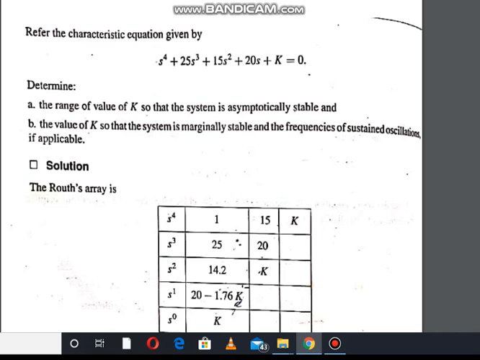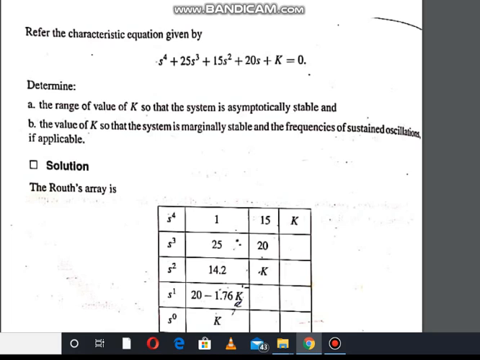In this video, we'll discuss problems based on Routh-Hurwitz criteria. Refer to the characteristic equation given by s to the power 4 plus 25s cube plus 15s square plus 20s plus k is equal to 0.